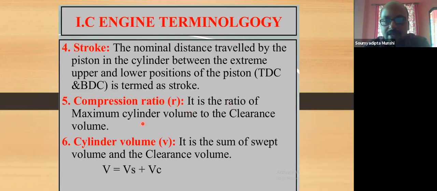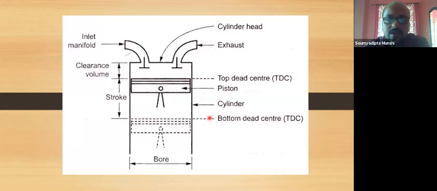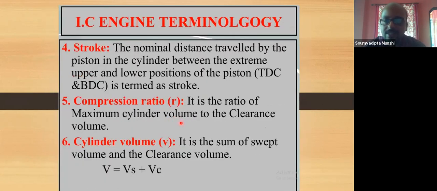Compression ratio is the ratio of the maximum cylinder volume to the clearance volume. Maximum cylinder volume means the original volume of the cylinder, and the clearance volume is the volume which is after the top dead center. You can see this is the top dead center, the piston cannot go above the top dead center, and there is a place where this piston cannot go or move. So this volume is known as the clearance volume, and the total engine volume is the maximum cylinder volume. So the ratio of the maximum cylinder volume to the clearance volume is the compression ratio R.